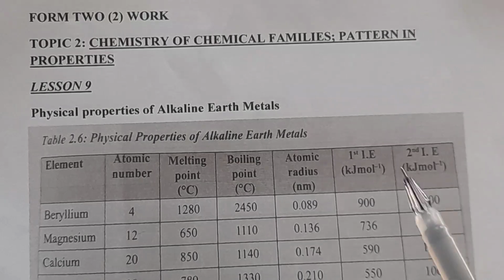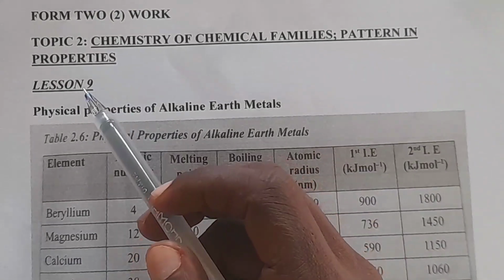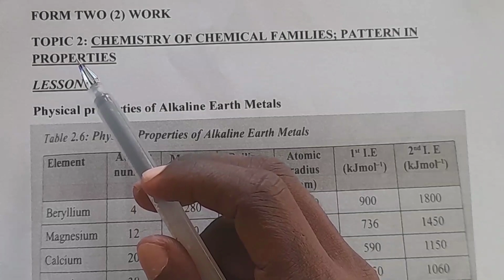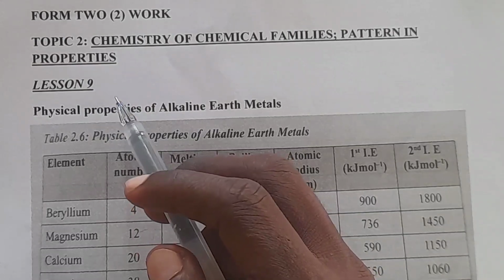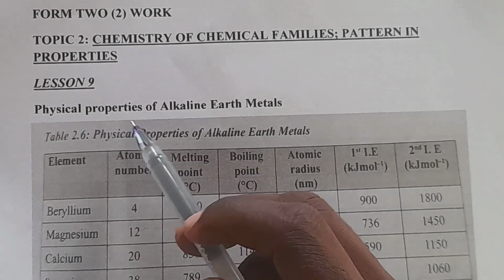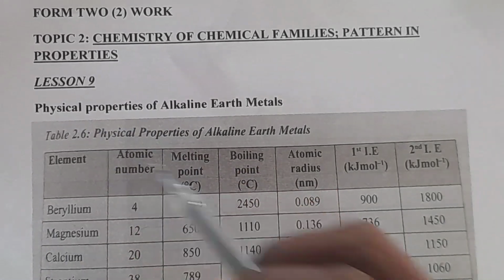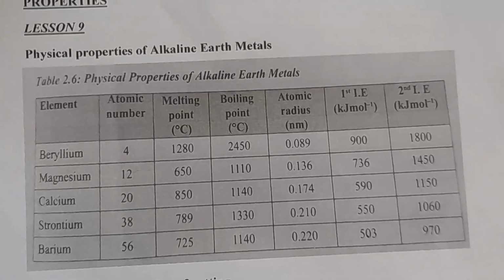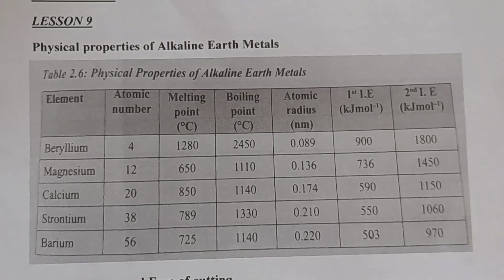Hello students, welcome. Previously, in lesson 8, Form 2, topic 2, we were introducing alkaline earth metals. So today, in lesson 9, we are going to proceed to the physical properties of alkaline earth metals. Here we have a table of the physical properties of alkaline earth metals.